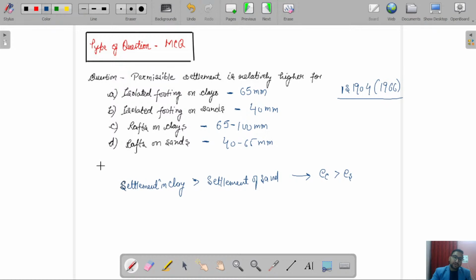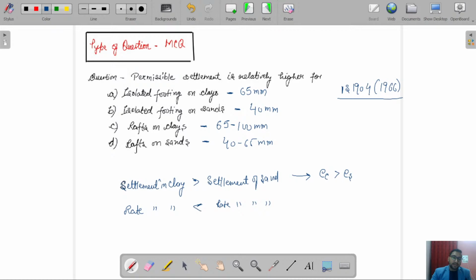If I say for which type of soil, clay or sand, the rate of settlement will be more, the rate of settlement of clay versus the rate of settlement of sand, which value will be more? For which soil will the rate of settlement be more? The rate of settlement will be more for sand.